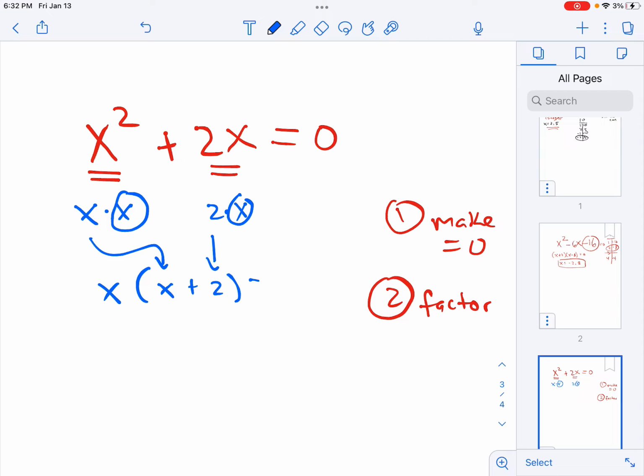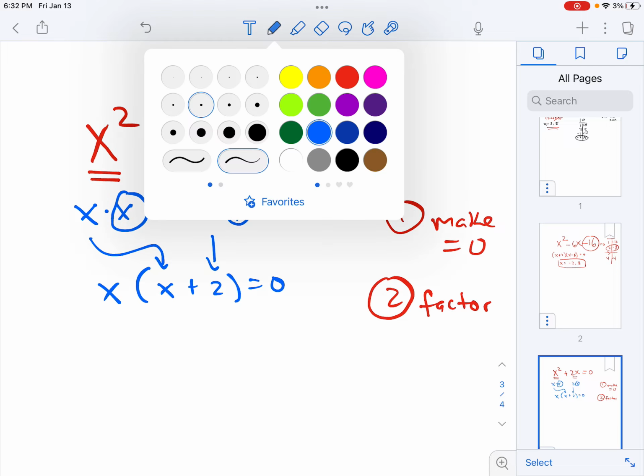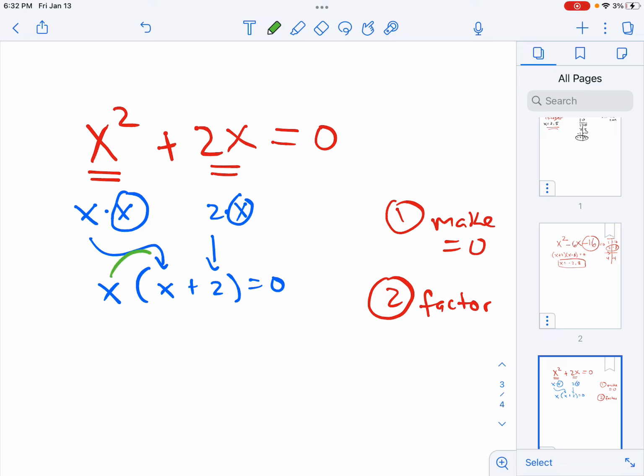We're just doing the distributive property backwards. And in fact, you can use the distributive property to check. X times x is x squared. X times 2 is 2x. Okay, so we've got it. We made it equal to 0.